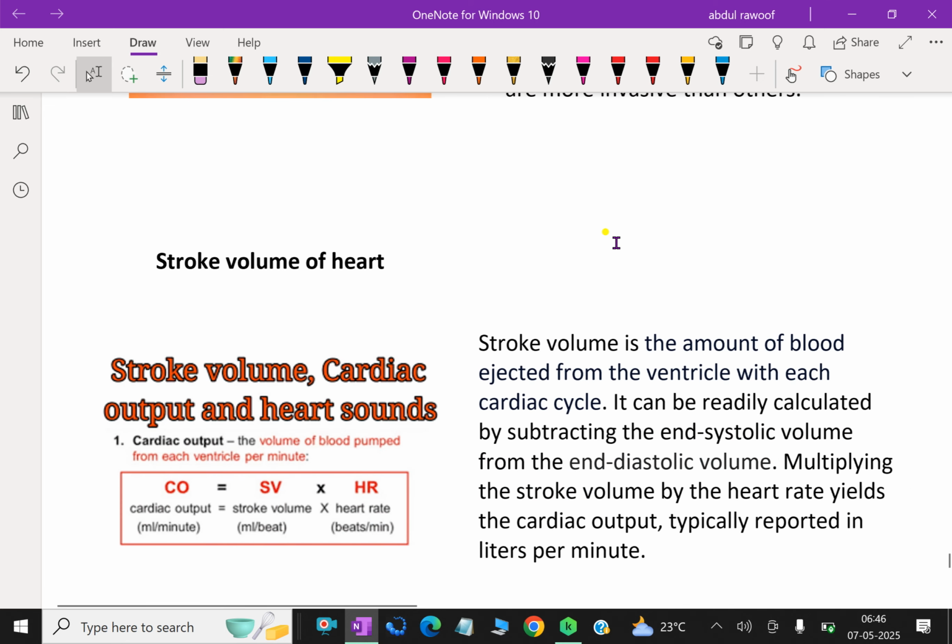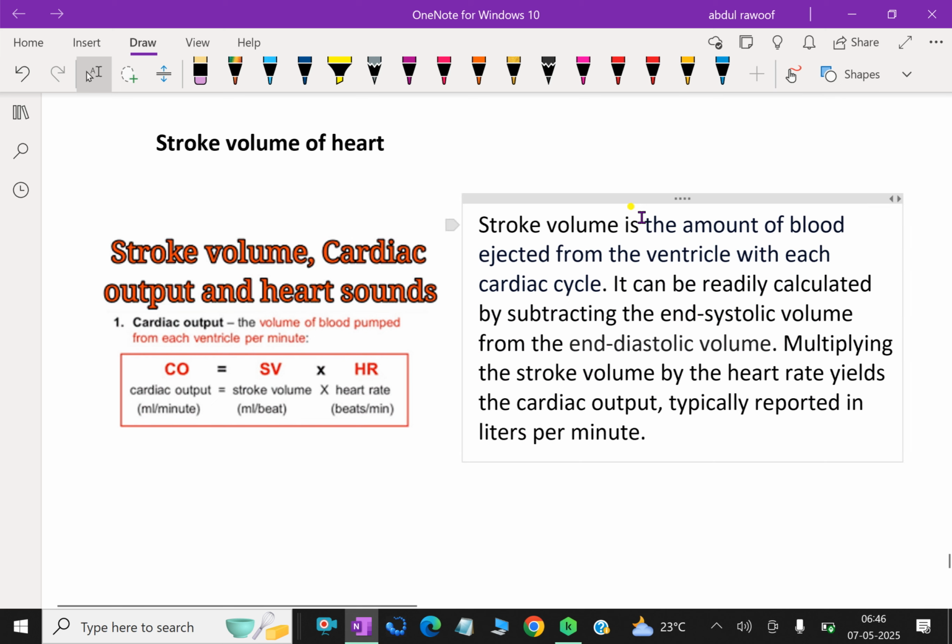What is stroke volume of the heart? Stroke volume is the amount of blood ejected from the ventricles with each cardiac cycle. It can be readily calculated by subtracting the end systolic volume from the end diastolic volume. Multiplying the stroke volume by the heart rate yields the cardiac output, typically reported in liters per minute. Look here, this formula: cardiac output is equal to stroke volume times heart rate, that is beats per minute.